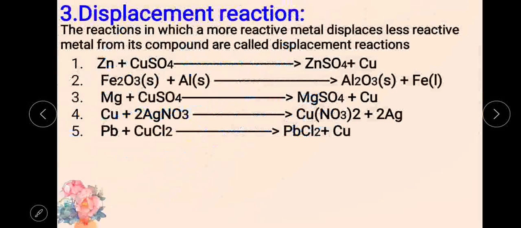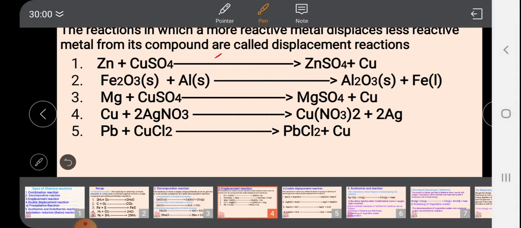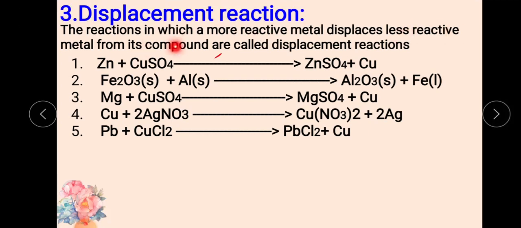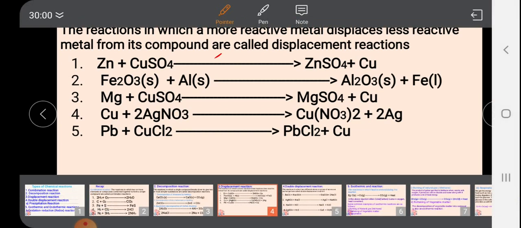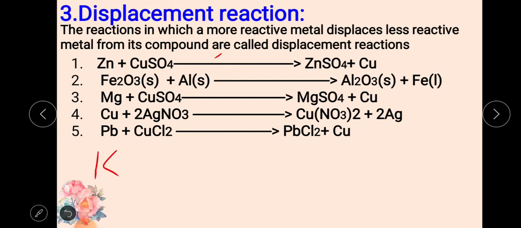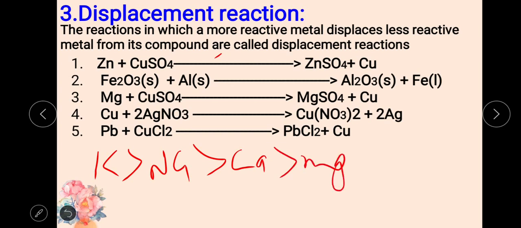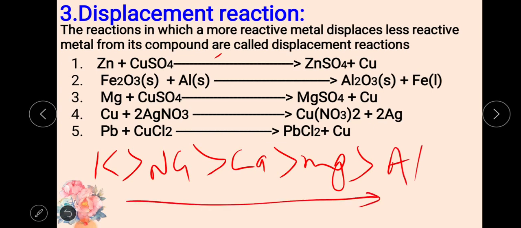Next, the third reaction is the displacement reaction. A displacement reaction is one in which a more reactive metal displaces a less reactive metal from its compound. Always, a more reactive metal displaces a less reactive metal, and I gave you the reactivity series in the previous video. According to the reactivity series, potassium is greater than sodium, sodium is greater than calcium, calcium is greater than magnesium, and magnesium is greater than aluminum. Reactivity decreases as you go down the series.